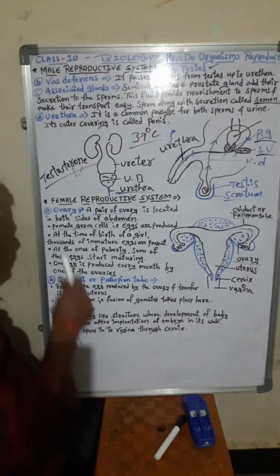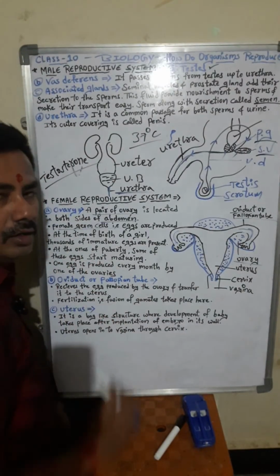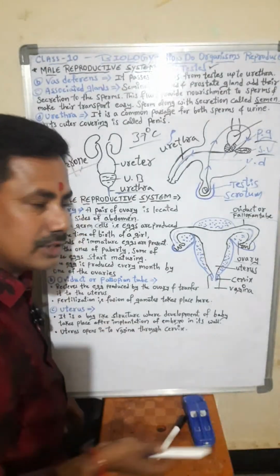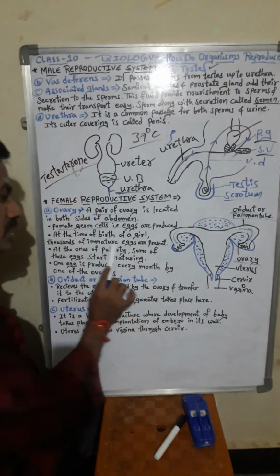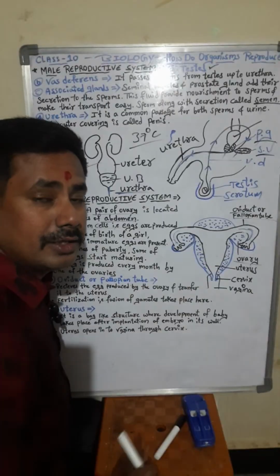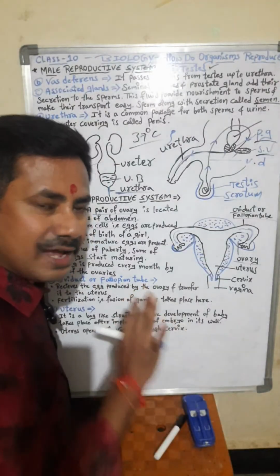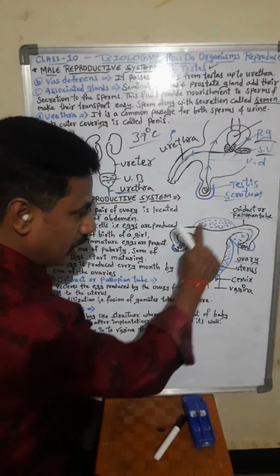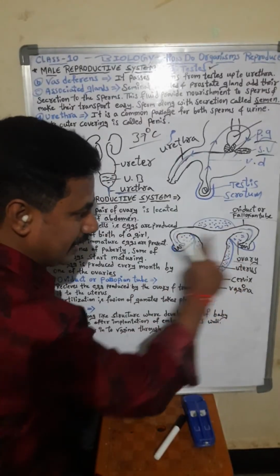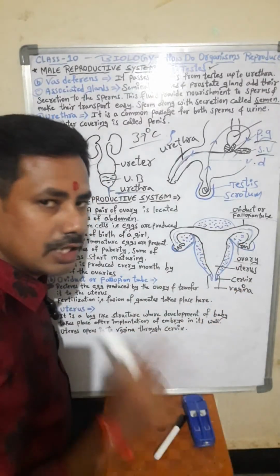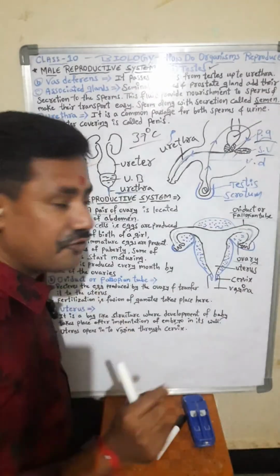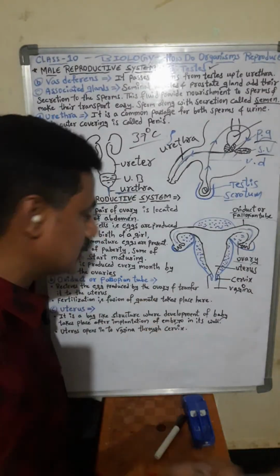At the time of birth of a girl, when a girl is born, thousands of immature eggs are present. Immature means not well developed eggs. So many you are observing here, students. Immature, still not well developed. Thousands of eggs will be there when the girl is born.